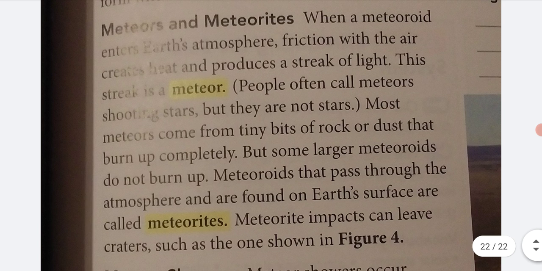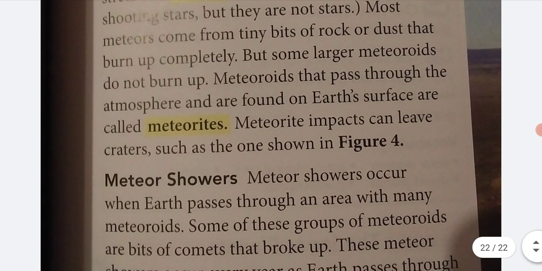Meteors and meteorites. When a meteoroid enters Earth's atmosphere, friction with the air creates heat and produces a streak of light. This streak is a meteor. People often call meteors shooting stars, but they're not stars. Most meteors come from tiny bits of rock or dust that burn up completely. But some large meteoroids do not burn up. Meteoroids that pass through the atmosphere and are found on Earth's surface are called meteorites. Meteorite impacts can leave craters, such as the one shown in Figure 4.